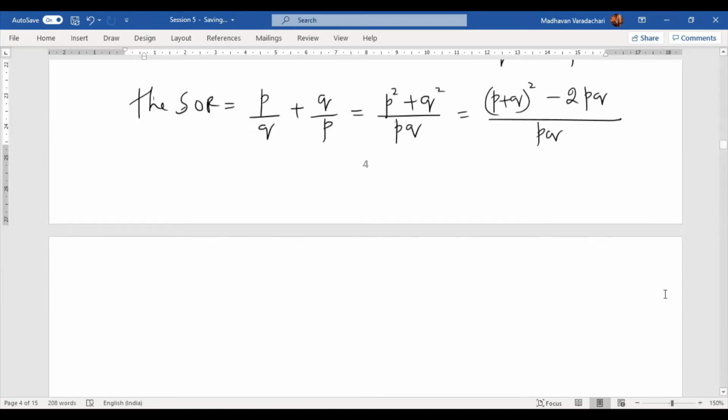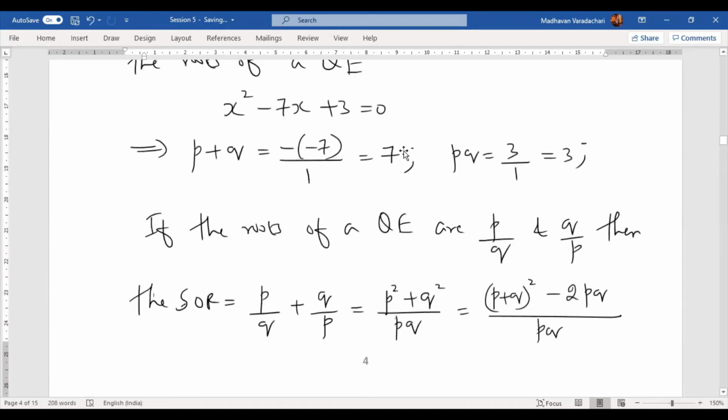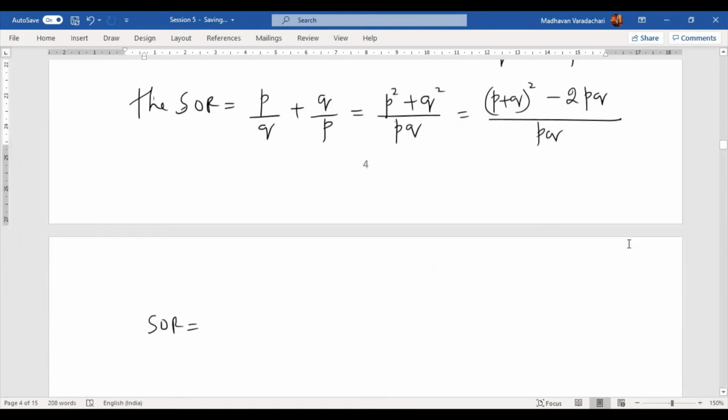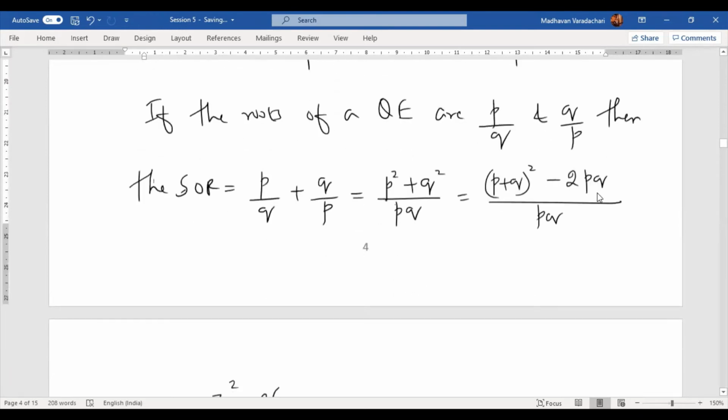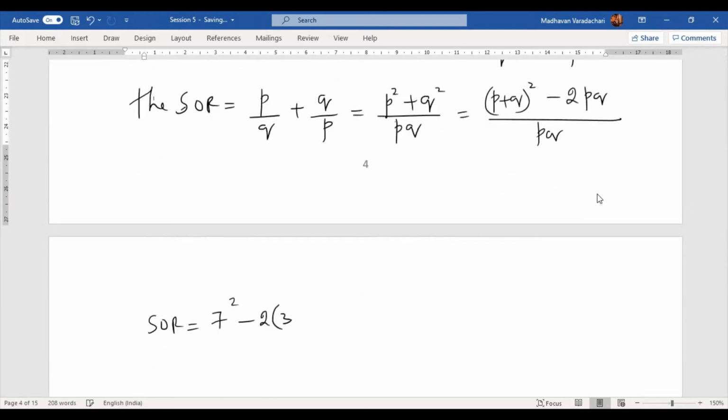Now, this is the sum of the roots. So that means the sum of the roots will be, what is P plus Q? Already we evaluated. It is 7. So 7 square minus 2 times, what is P into Q? P into Q is 3. Divided by PQ is again 3 only. So this is 49 minus 6 divided by 3, or I can write it as 43 by 3. This is the sum of the roots.